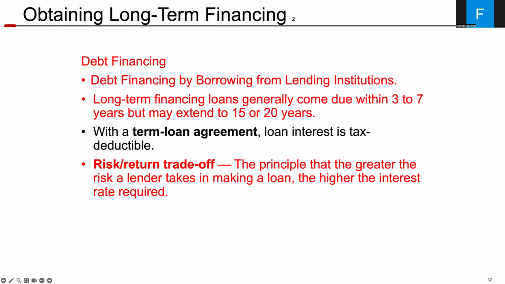All right, debt financing. Debt from lending institutions can include long-term financing, which can be as little as 3 years, but now is extending to 15 or 20 years. With term loan agreements, loan interest is tax deductible. Companies that offer debt financing consider the risk-return trade-off. This means the higher the risk that the lender is taking, the higher the interest rate that they're going to demand.